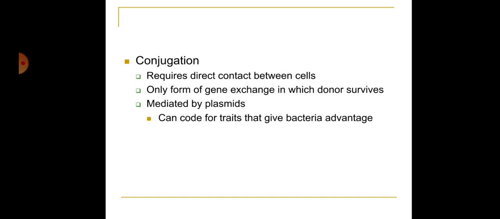Students, in continuation of my earlier video on genetic recombination, I am telling you something about conjugation in this part. Conjugation requires direct contact between cells. It is the only form of gene exchange in which the donor survives. It is mediated by plasmids. The plasmids can code for traits that give bacteria an advantage.